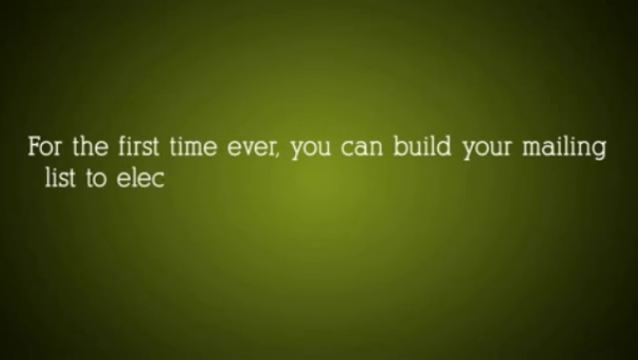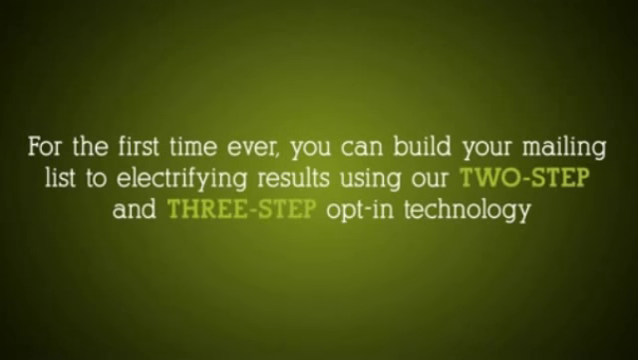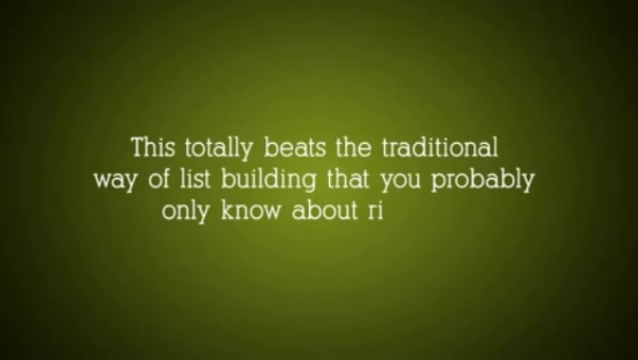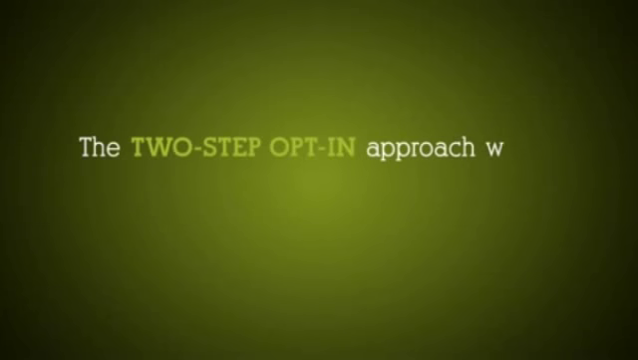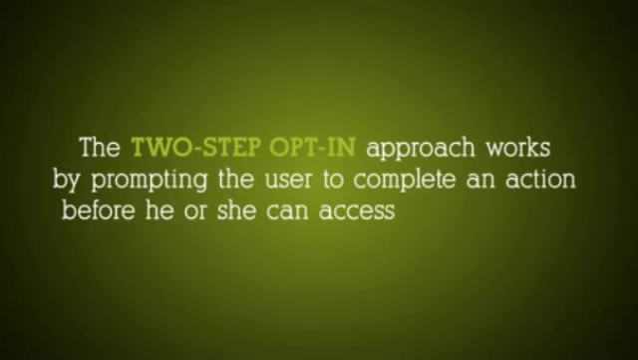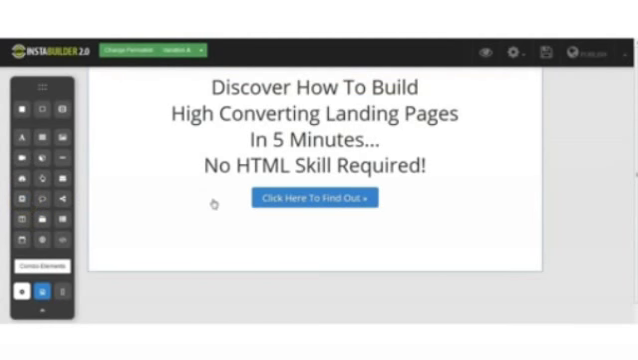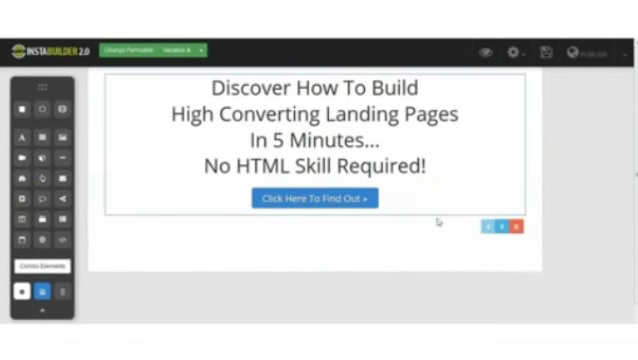For the first time ever, you can build your mailing list to electrifying results using our 2-step and 3-step opt-in technology. This totally beats the traditional way of list building that you probably only know about right now. Let me explain. The 2-step opt-in approach works by prompting the user to complete an action before he or she can access the opt-in form. This is quite unlike the conventional way where the opt-in form is readily available. Now, it might sound mind-boggling, but this approach has actually helped build better quality leads for marketers.